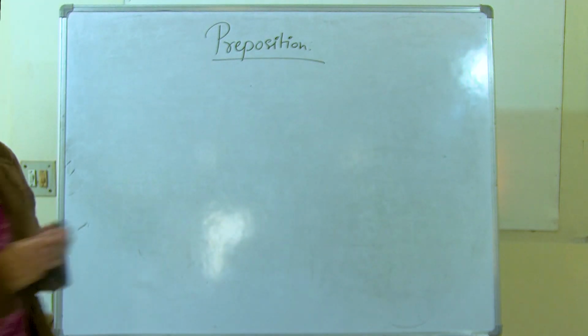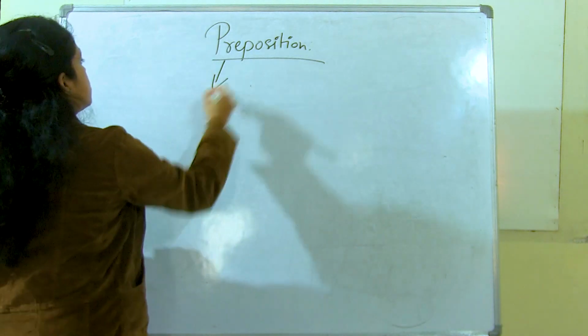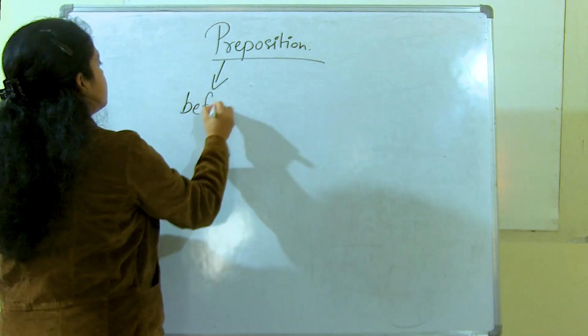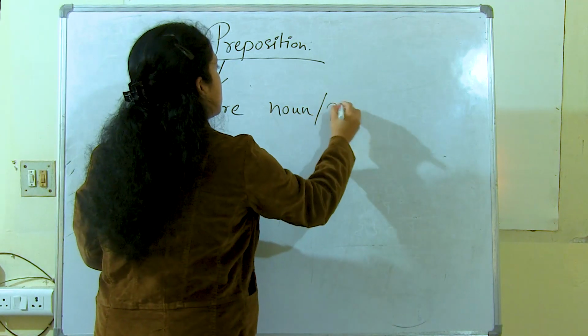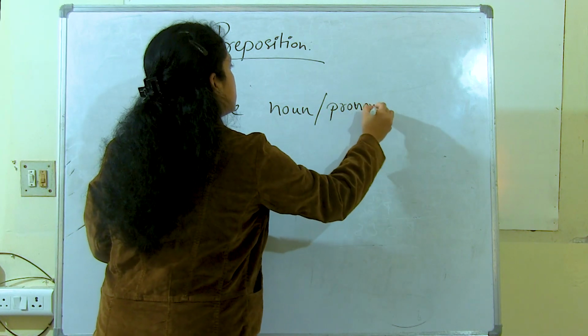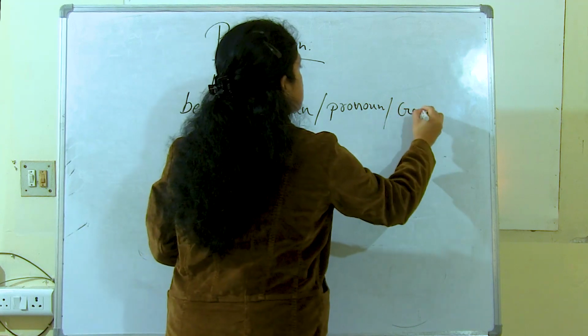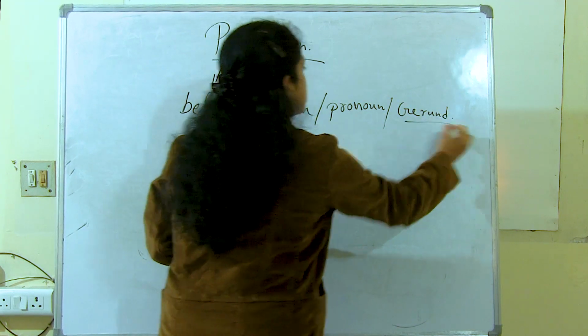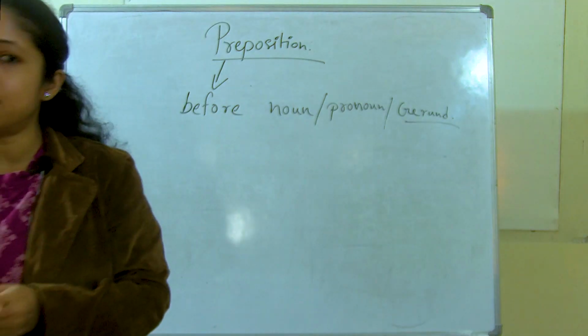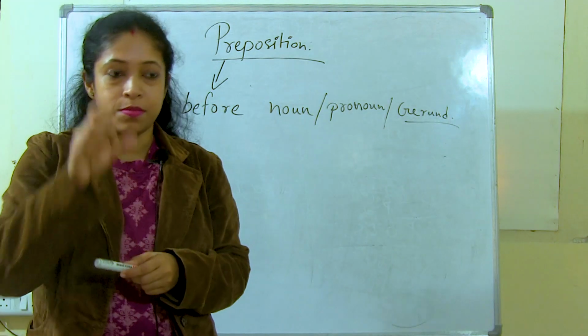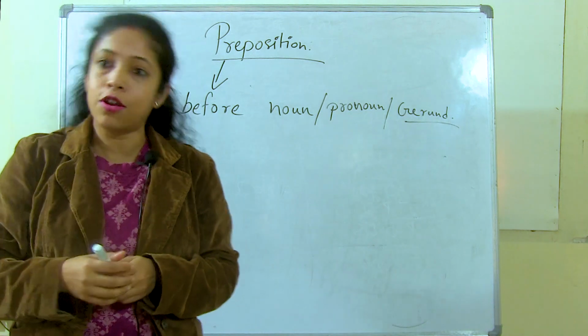So preposition is used before a noun or pronoun or gerund. Do you know what this gerund is? Now, gerund is a type of verb which cannot be changed. That means the form of the verb cannot be changed.